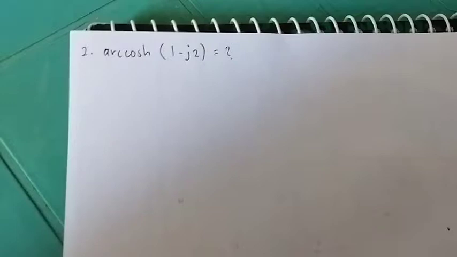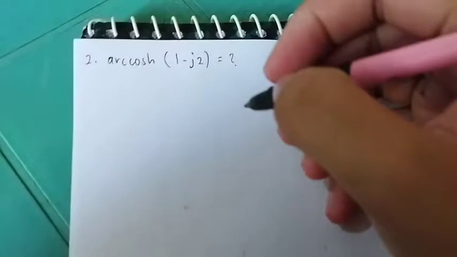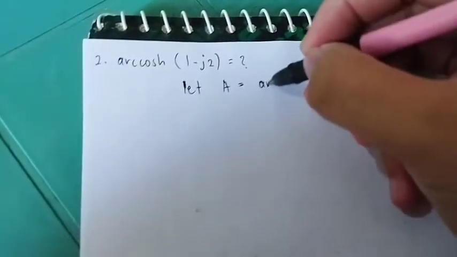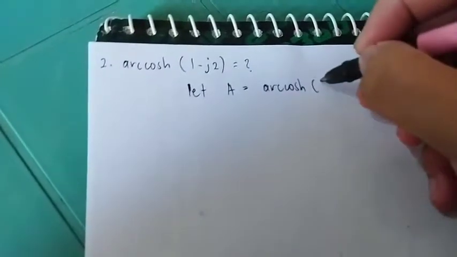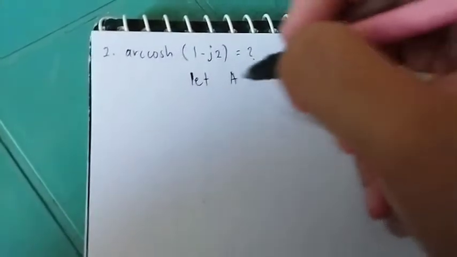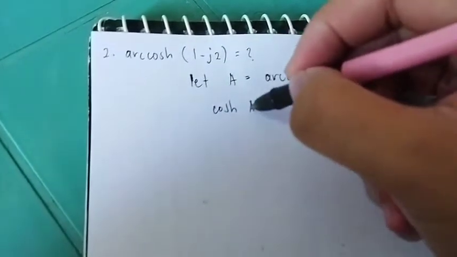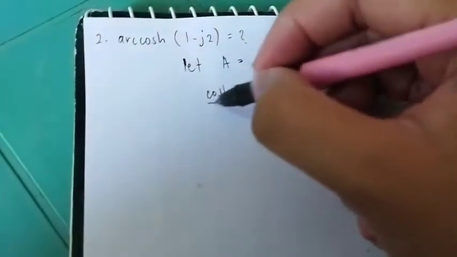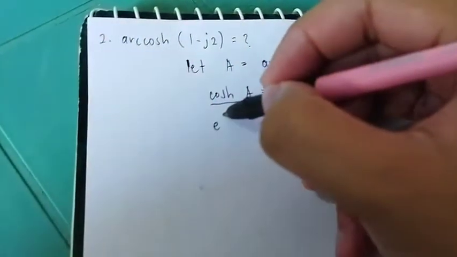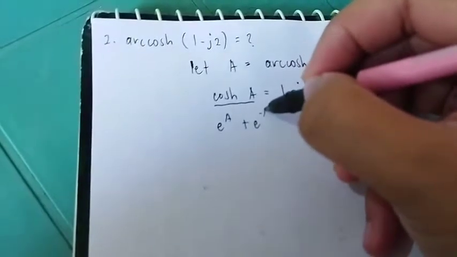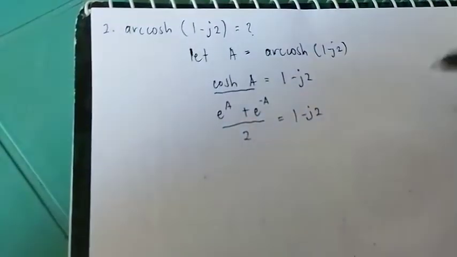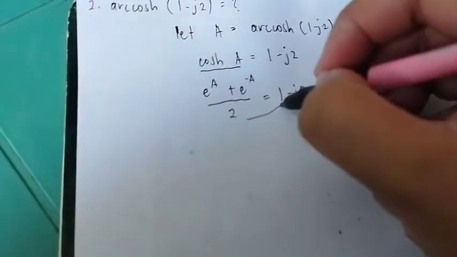The next example is the arc cosine hyperbolic of 1 minus j2. First, we will let A equal to arc cosine hyperbolic of 1 minus j2. Then, take the cosine hyperbolic of both sides, that is cosine hyperbolic of A equal to 1 minus j2. And cosine hyperbolic A is equal to e raised to A plus e raised to negative A all over 2.